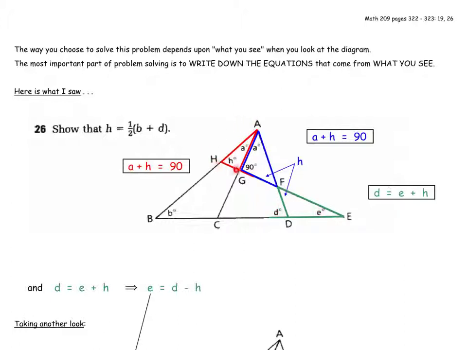So the red triangle, which caught my eye first, led me to this. No choice led me to the blue one. The vertical angles led me to the green one. And now the exterior angle formula again says that D is equal to H plus E. So here it is in green, D equals H plus E.